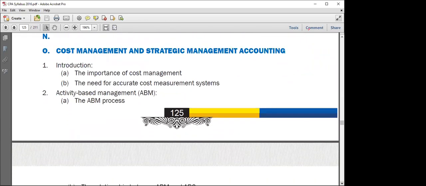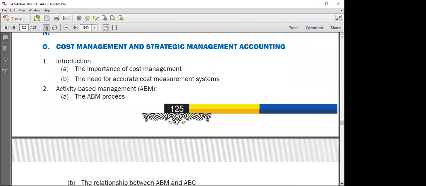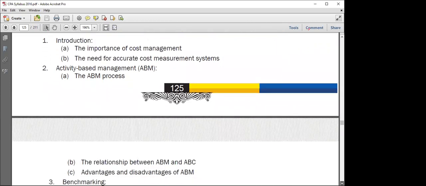Then the cost management and strategic management accounting. Here we are getting into some of the new systems, aspects of ABM, activity-based management. We already talked about activity-based costing. So this is an advancement of the ABC. We shall look at how the two relate.